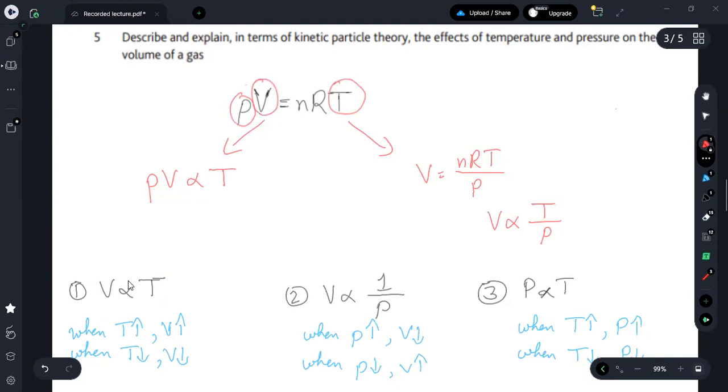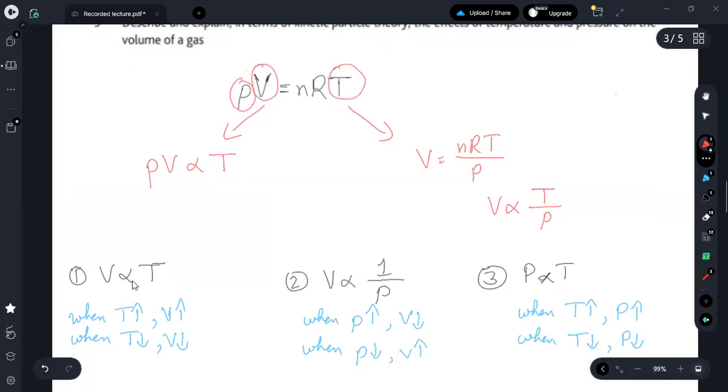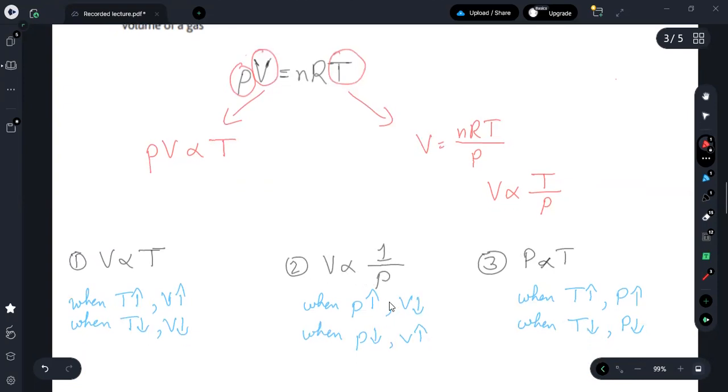Now this applies to any formula that you're going to study: when you're looking at the relationship between any two variables, you keep the third variable constant. In this case, when you are studying V and T, you keep P constant. So V is directly proportional to T. And from this, I have also derived that P is directly proportional to T. Pressure is directly proportional to the temperature. And from this one, by keeping the temperature constant, V is directly proportional to 1 over P. In other words, V is inversely proportional to P.